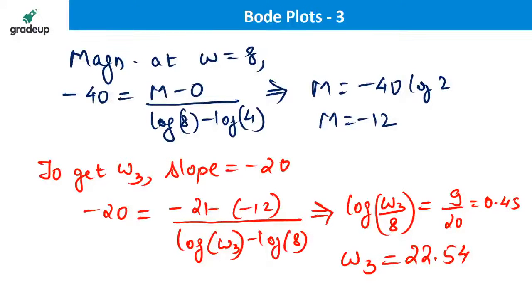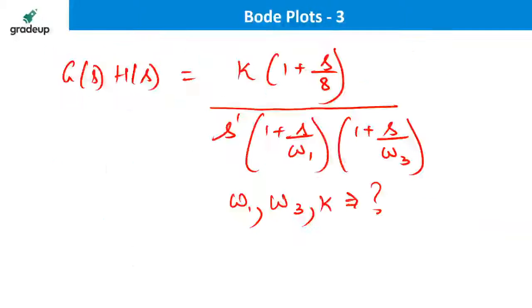22.54, or 22.55. That is the omega 3 coming. Now I have all the required parameters. I'll just come and substitute here.